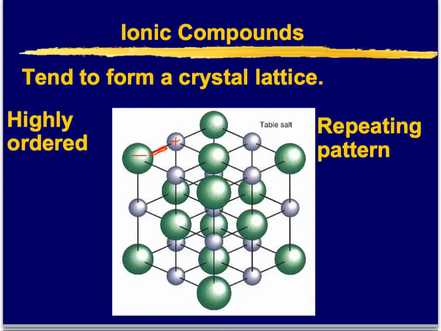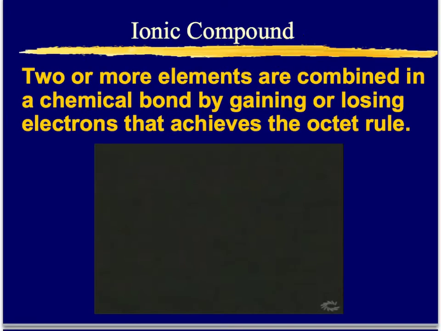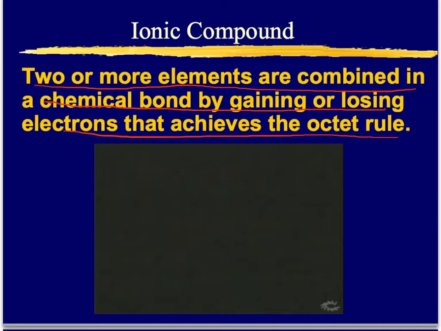We have an attraction between these two, and between these two, and between these two. Because of all these attractions, ionic compounds have specific properties, such as a high melting point and boiling point. Another way to define an ionic compound is that two or more elements are combined in a chemical bond by gaining or losing electrons to achieve the octet rule, or as I always like to say, the noble gas configuration.